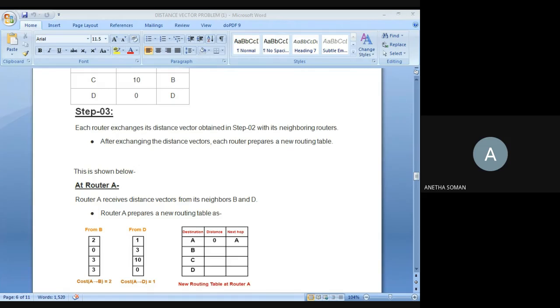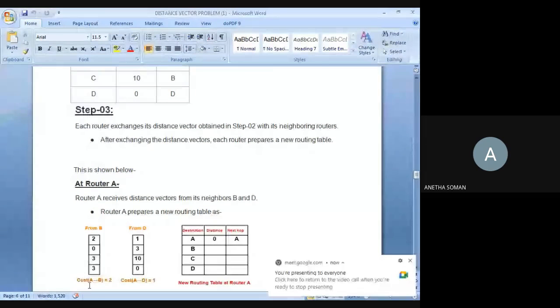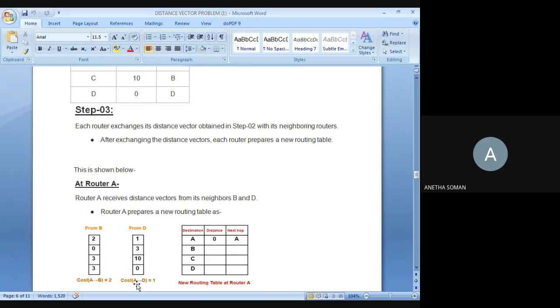So what is the new updation? What you are getting from B is 2033, the first two columns of its routing table. When you are doing the Bellman-Ford algorithm and sharing your information with your neighbors, you will share only the first two columns of your routing table. Here I have written only the first column; you have to write the two columns. And from D also, you will be getting it.